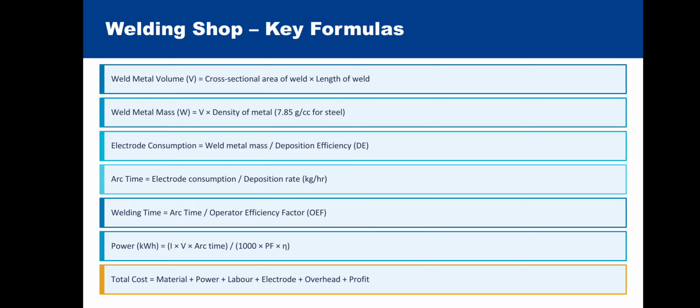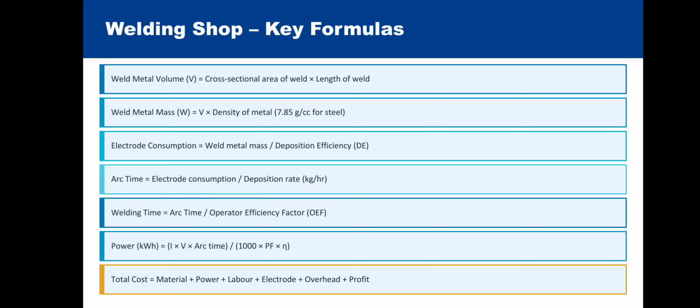Arc time is equal to electrode consumption divided by deposition rate, that is kg per hour, and that is the unit of deposition rate. Welding time is equal to arc time divided by operator efficiency factor, that is OEF. Power, in kilowatt hour, is equal to I into V into arc time divided by 1000 into PF into eta. Eta means efficiency. So I is the current, V is the voltage.